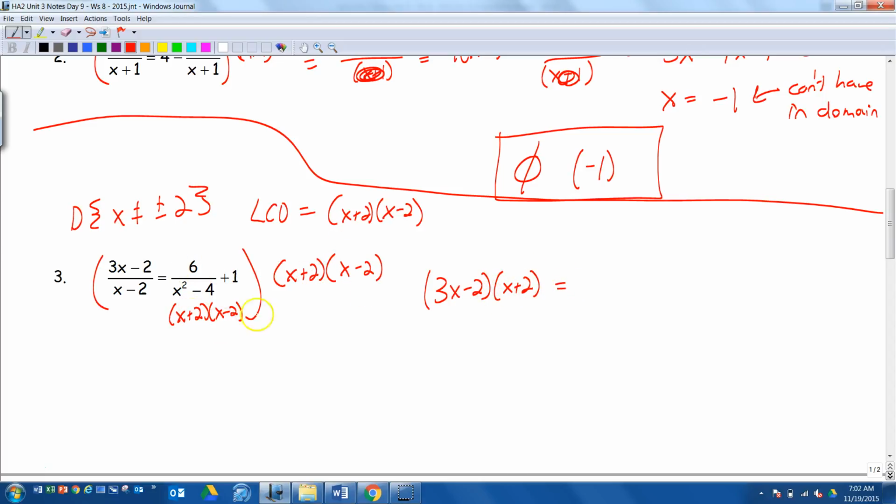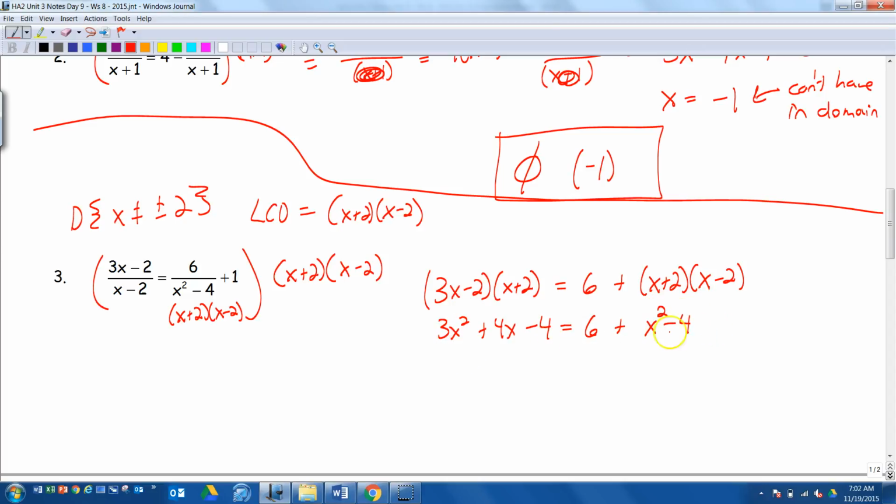Equals 6, and then over both of those things, so we're just left with a 6 plus 1 times both of these. Okay, so now we FOIL and solve. 3x squared minus 2 plus 6 is a plus 4x minus 4 equals 6 plus, and when you FOIL that, they're conjugates, you should know that's the x squared minus 4.